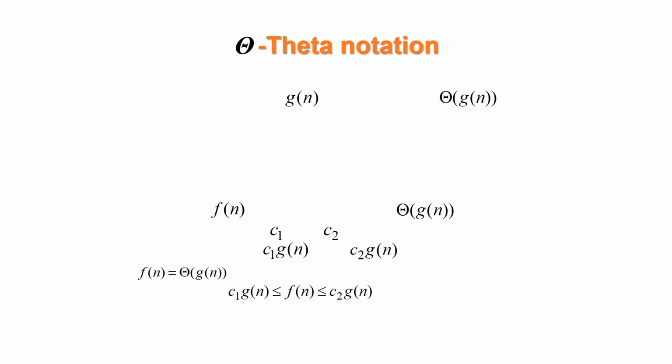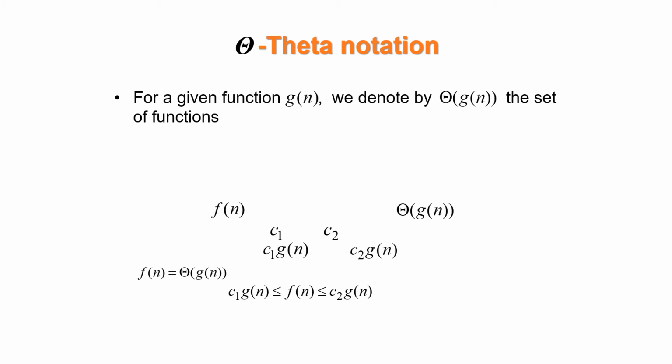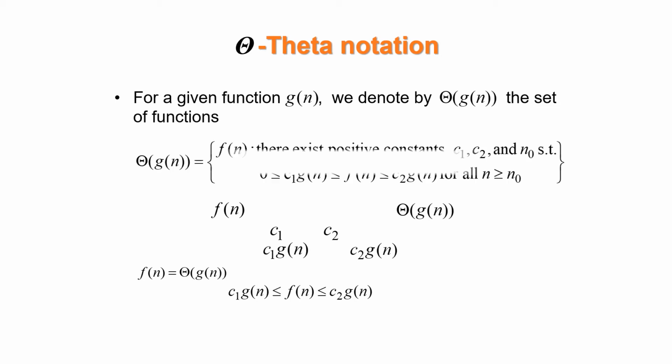Theta notation. What is theta notation? For a given function g of n, we denote by theta of g of n the set of functions f of n such that there exist positive constants c1 and c2 and n node such that 0 is less than or equal to c1 g of n, which is less than or equal to f of n, which is less than or equal to c2 g of n, for all n greater than or equal to n node.